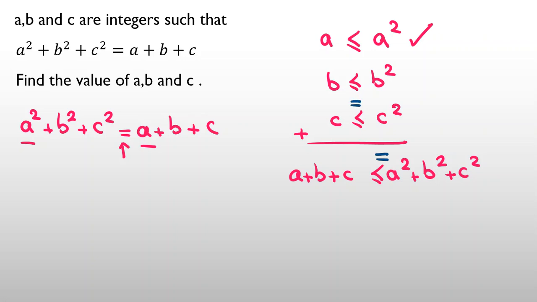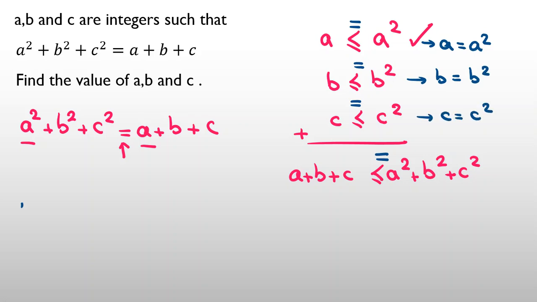So we conclude all of these inequalities should be equalities, because if one of them, for example, is strictly less than, then we don't have equality. So all of them should be equal. From these equalities, we conclude A equals A squared, B equals B squared, and C equals C squared.